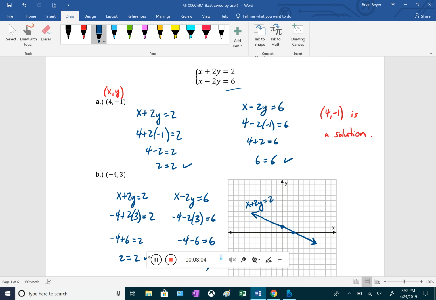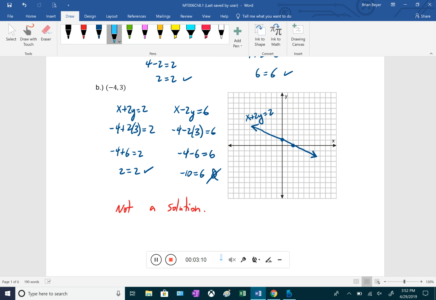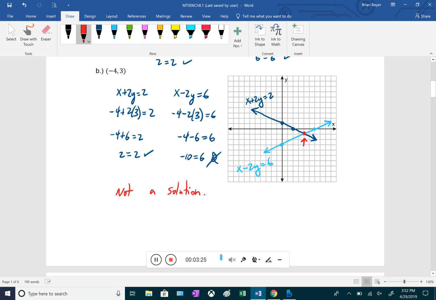The next one is x minus 2y equals 6. The x-intercept will be 6, and the y-intercept will be -3. So that'll be this point and this point, and that'll be the graph of that line. This point of intersection right here is the solution, which we saw in that first example, 4 comma -1. So the solution to these systems of linear equations are these points of intersection on their graphs.